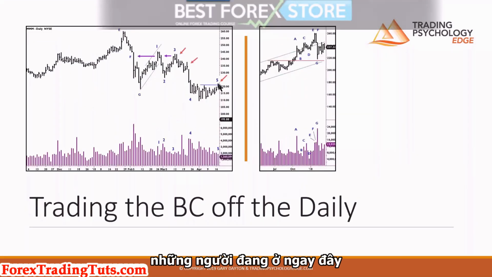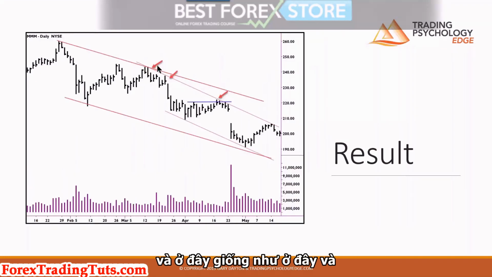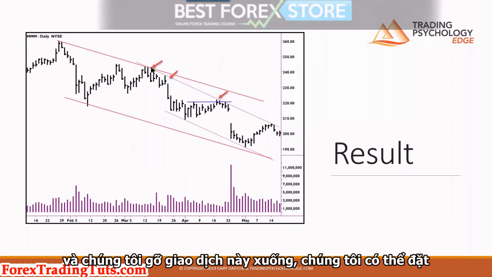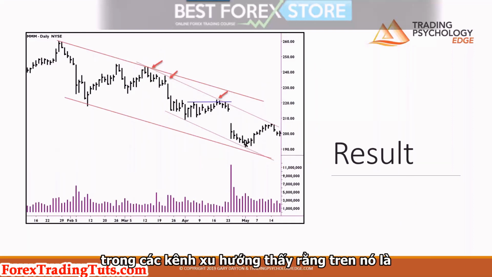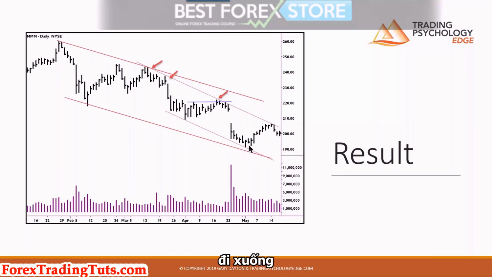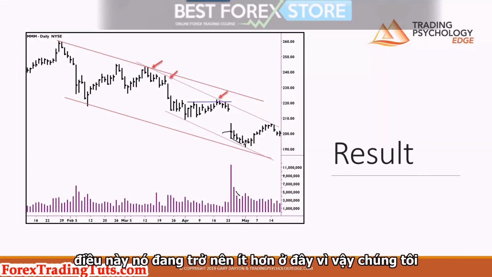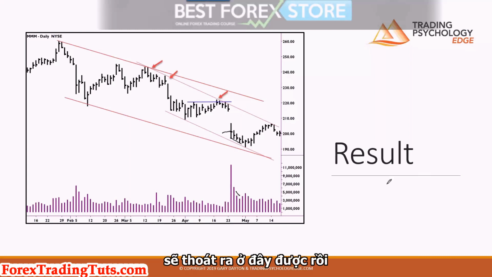Those are right here, and right here. So here, here, and here is the same as here, here, and here. So this is the last hidden up thrust, and we take this trade down. We can put in trend channels, see that the trend is coming down here at the bottom end of the trend channel, and as we're coming down, what's happening to the volume after this? It's getting less in here, so we're going to exit in here.